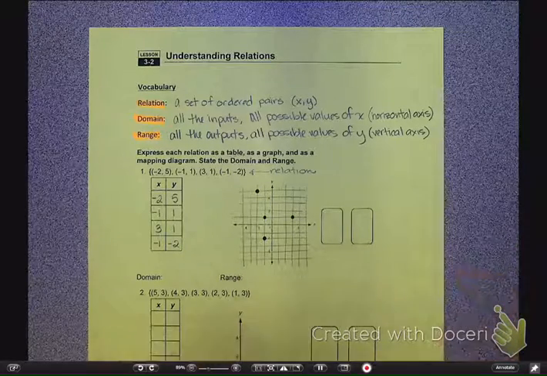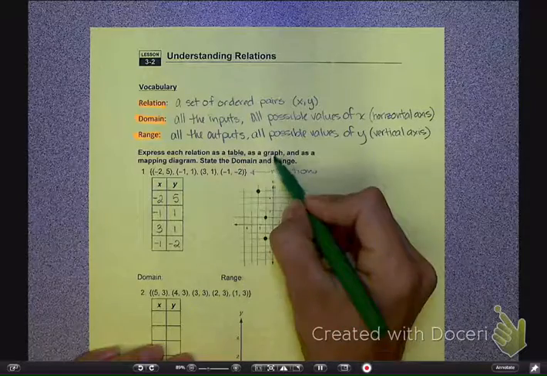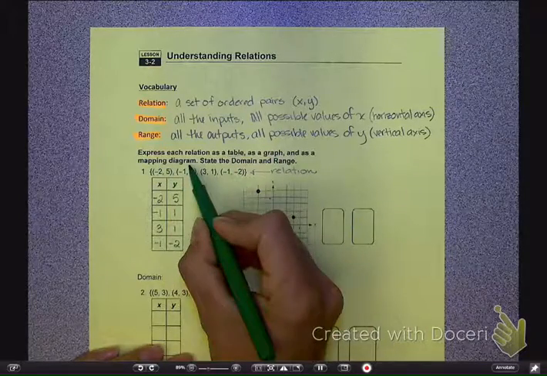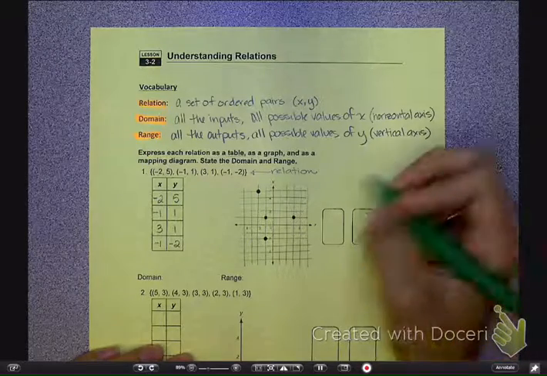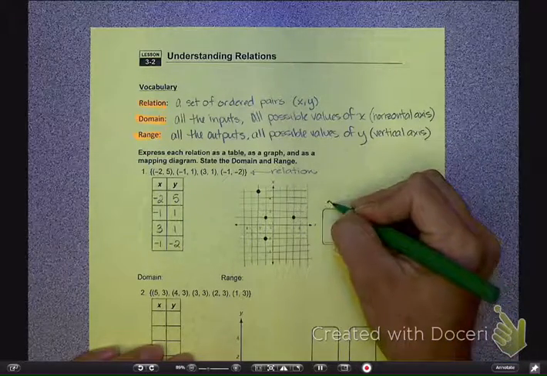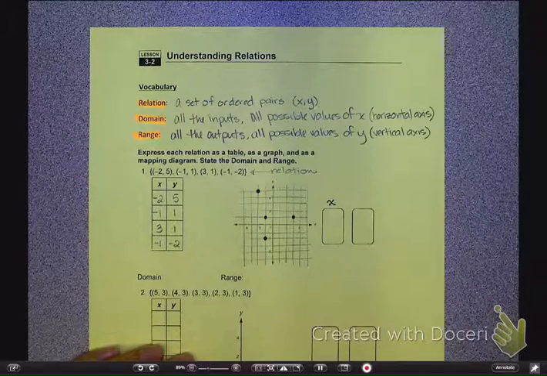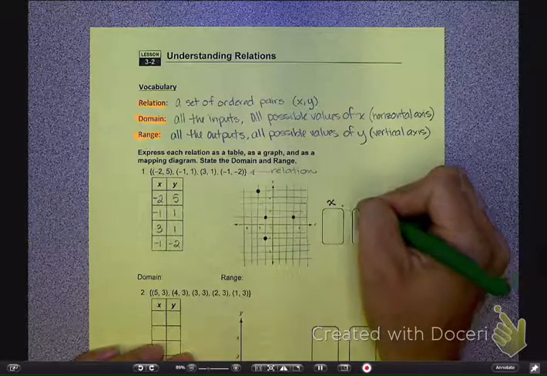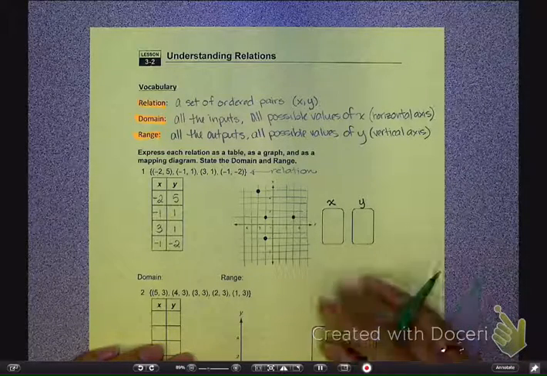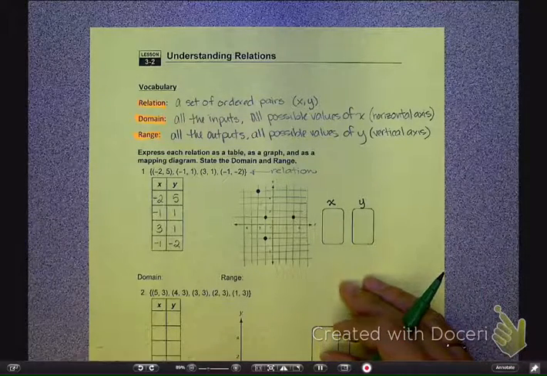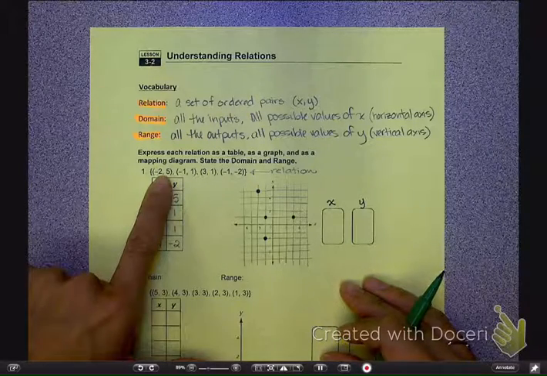Now, what we're going to do next is, we've done the table, we've done the graph, now we're going to do the mapping diagram. Okay? So over here is your mapping diagram. What we're going to do is label the first part of our mapping the x and the second part the y. And we're going to put our x and y values in here.